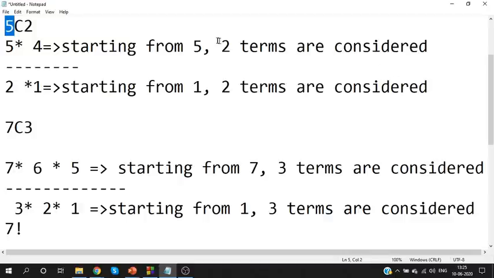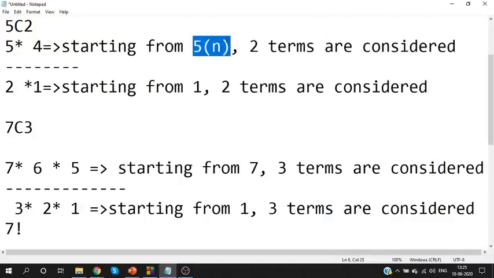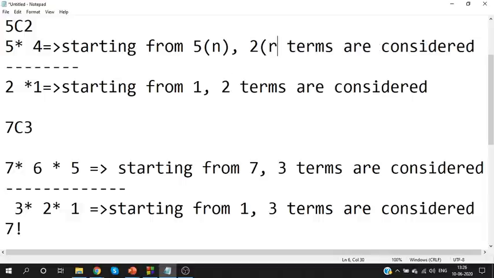So what can I say? Starting from n, here we consider 2 terms in both the cases. Here we consider 3 terms. What is this 2? What is this 3? It is nothing but the r value. If I have r as 2, consider 2 terms. If I have r as 3, consider 3 terms. Okay, so this is r.